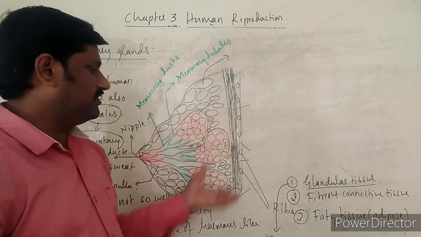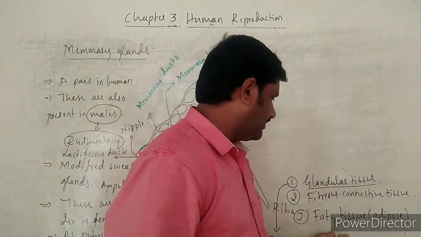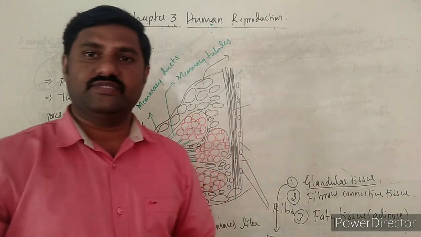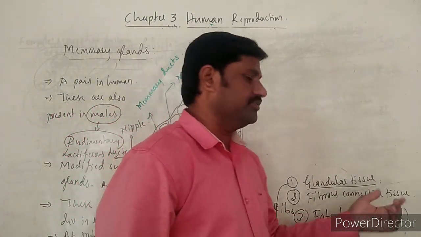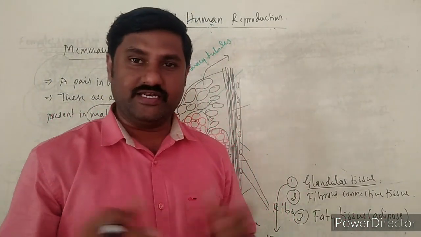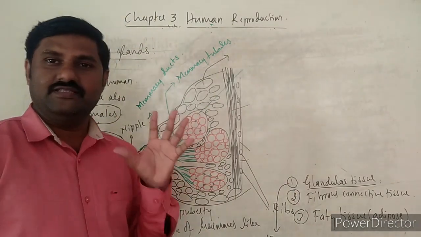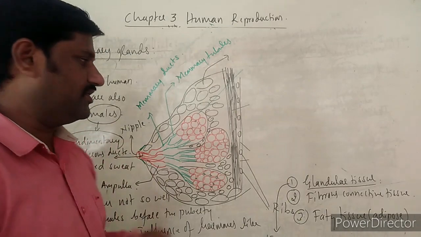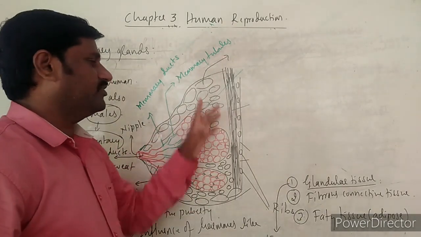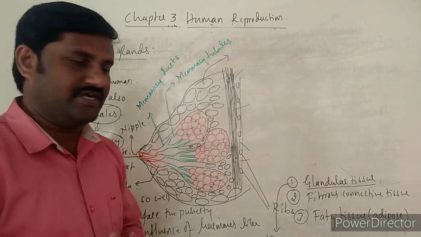So this way fibrous connective tissue is also present over here, and the last one is fatty tissue or adipose tissue. Since adipose tissue is present in the mammary glands, they are very smooth in nature. This adipose tissue fills the gaps over here.